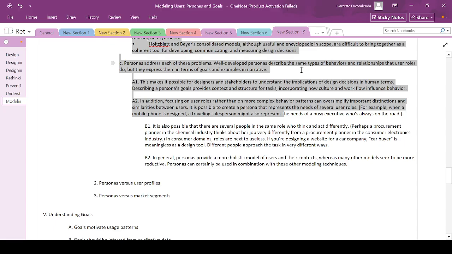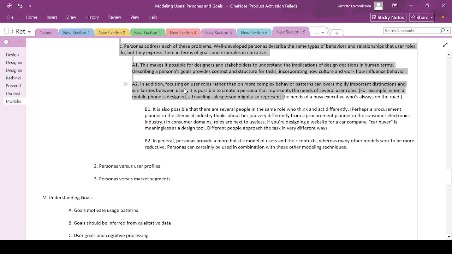Well-developed personas describe the same types of behaviors and relationships that user roles do, but they express them in terms of goals and examples in narrative. This makes it possible for designers and stakeholders to understand the implications of design decisions in human terms, or in story. Describing a persona's goals provides context and structure for a task, incorporating how culture and workflow influence behavior.